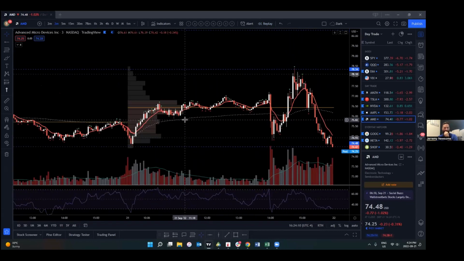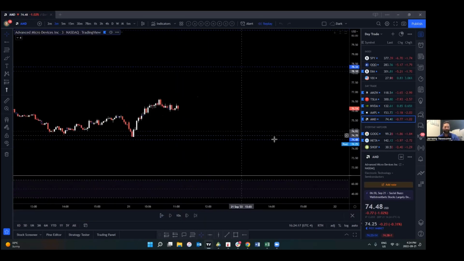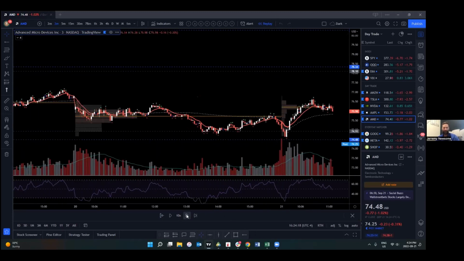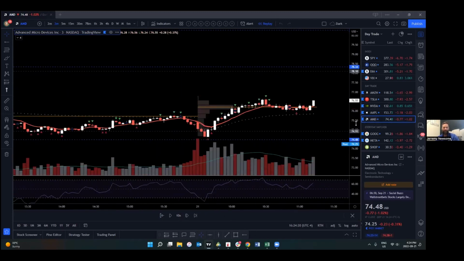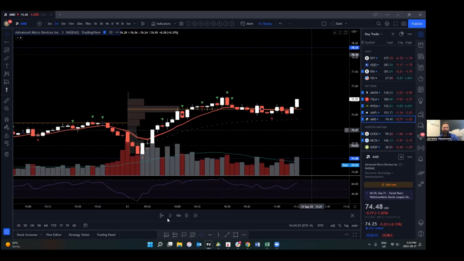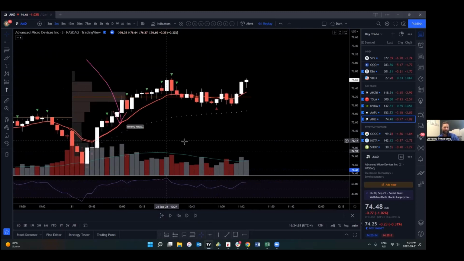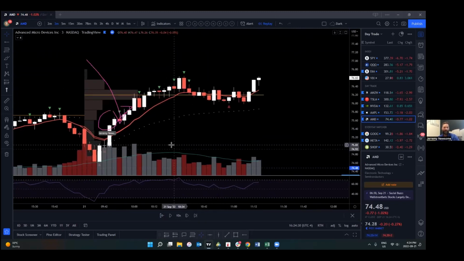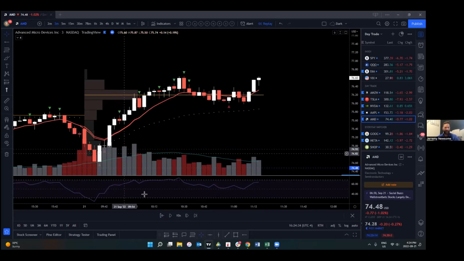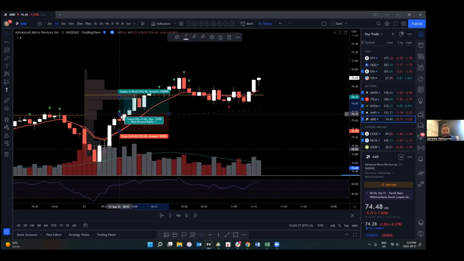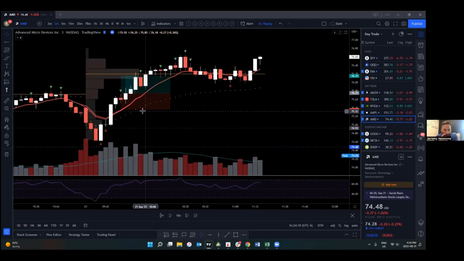I like these red and white candles. It's pretty cool. So while you see us hanging out here, I'll give you the hint. The hint is we're looking for this candle right there, that nice little green one with the first green arrow over it. That's where you're going to be looking at getting in. So we're going to be buying there. Where's your stop? You got 30 seconds, go.